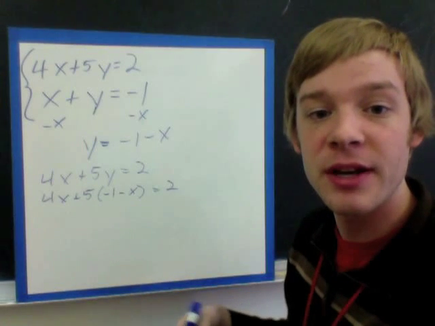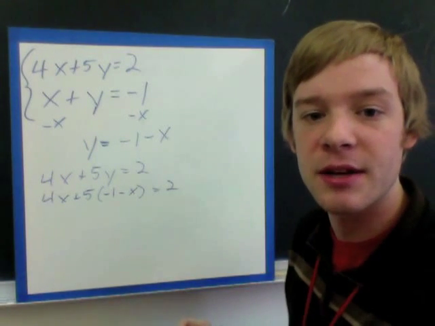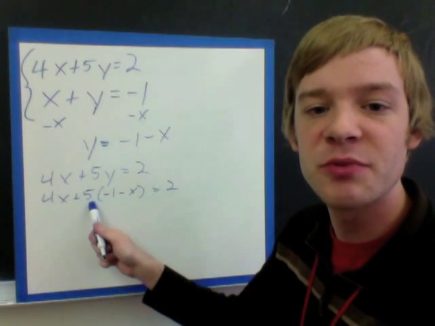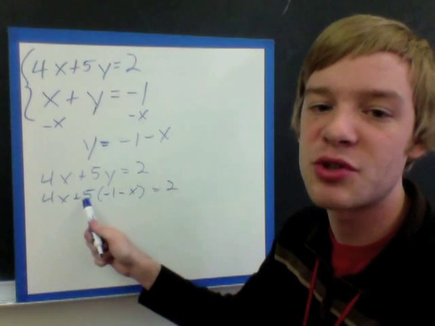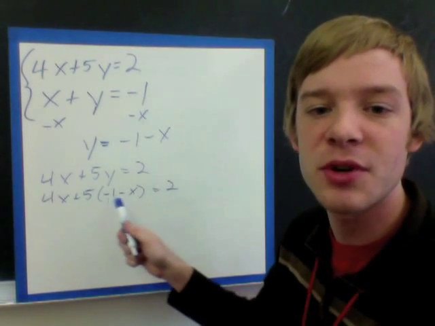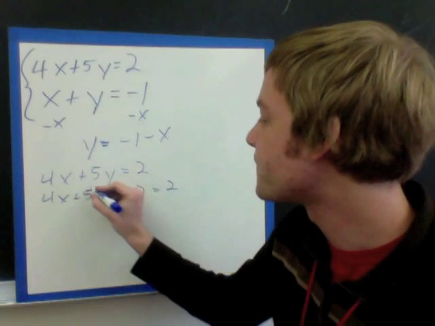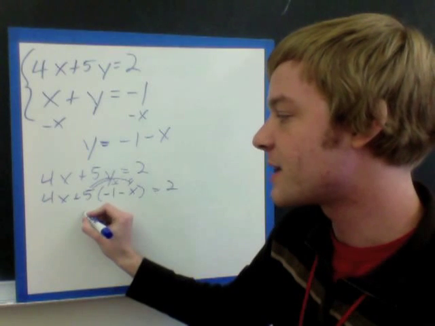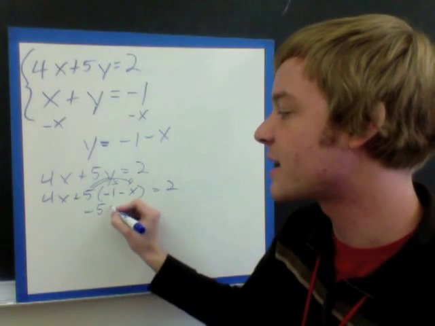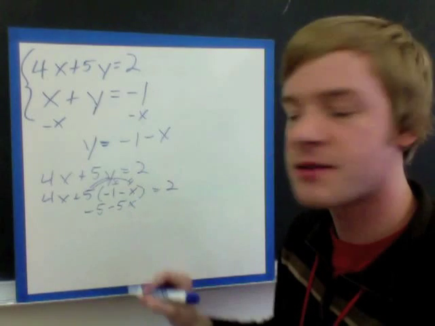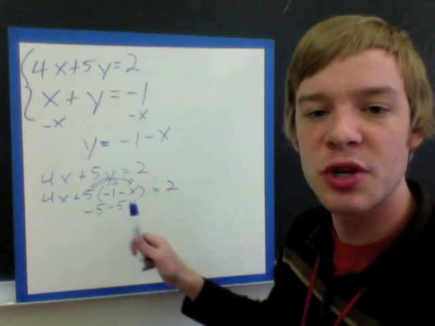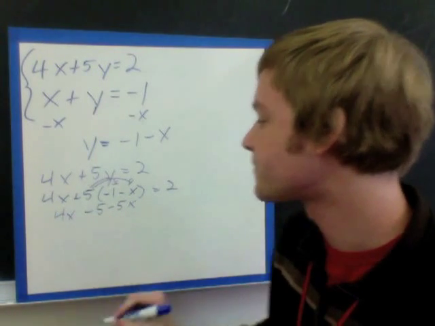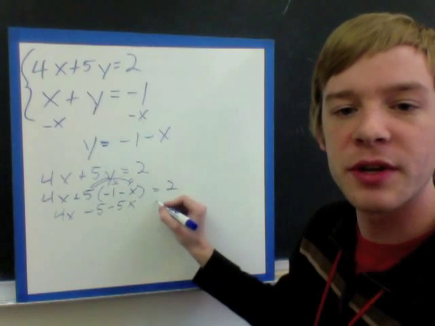Now we want to simplify, and we'll be able to find a number to represent x. So first thing I want to do, since I've got this 5 in front of the parentheses, is multiply this 5 times everything inside. I'm going to distribute this 5 to both of the terms inside the parentheses. So 5 times negative 1 will be negative 5, and 5 times negative x will be negative 5x. Everything else is going to stay the same, so we're just going to bring it down. So we've got the 4x out here, and we've got the 2 over here on the other side of the equal sign.